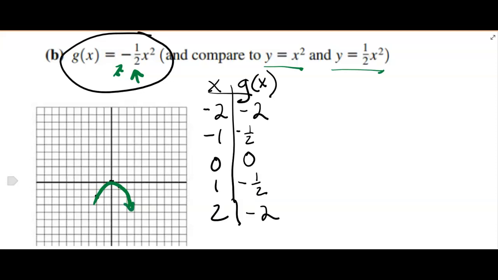Still has that parabola shape. You could find more points. 5 is generally, we want 5 points for a parabola. Now let's look at what the y equals x squared looks like. Okay, go back to what you know about y equals x squared. You got to get familiar with these points so you can graph a parabola quickly.